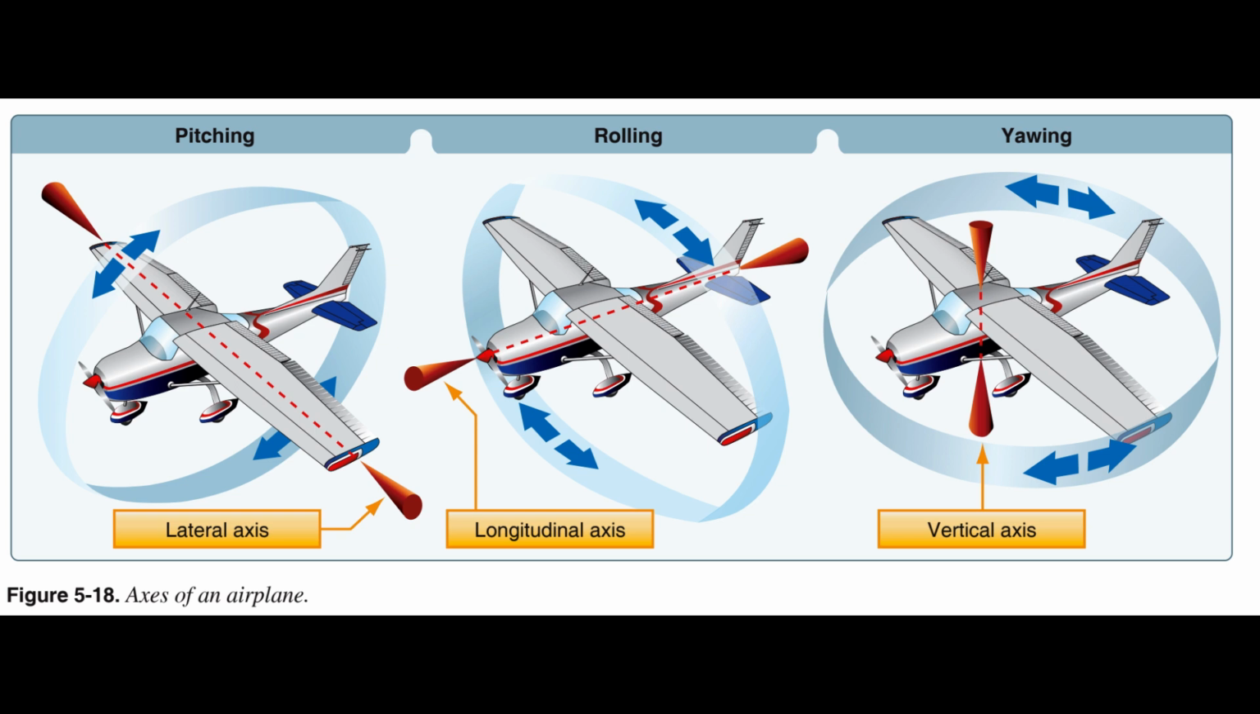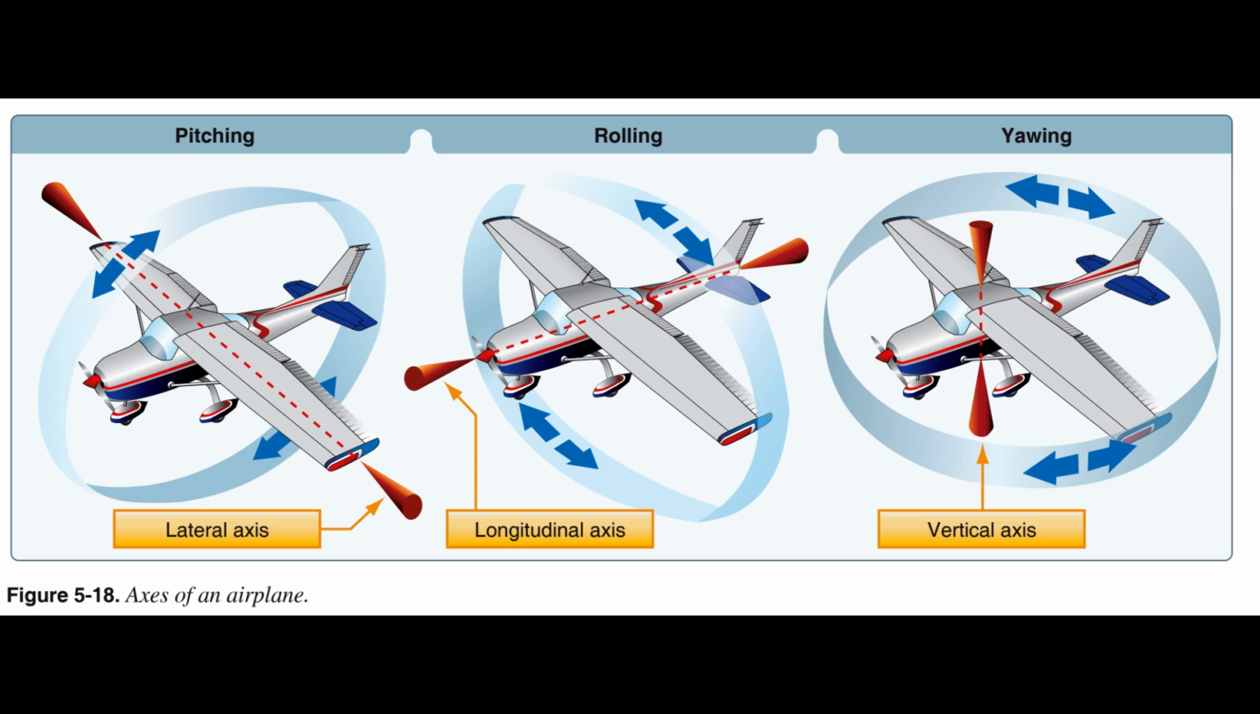The axis that passes through the CG parallel to a line from nose to tail is the longitudinal axis, the axis that passes parallel to a line from wingtip to wingtip is the lateral axis, and the axis that passes through the CG at right angles to the other two axes is the vertical axis. Whenever an aircraft changes its flight attitude or position in flight, it rotates about one or more of the three axes. Figure 5.18.